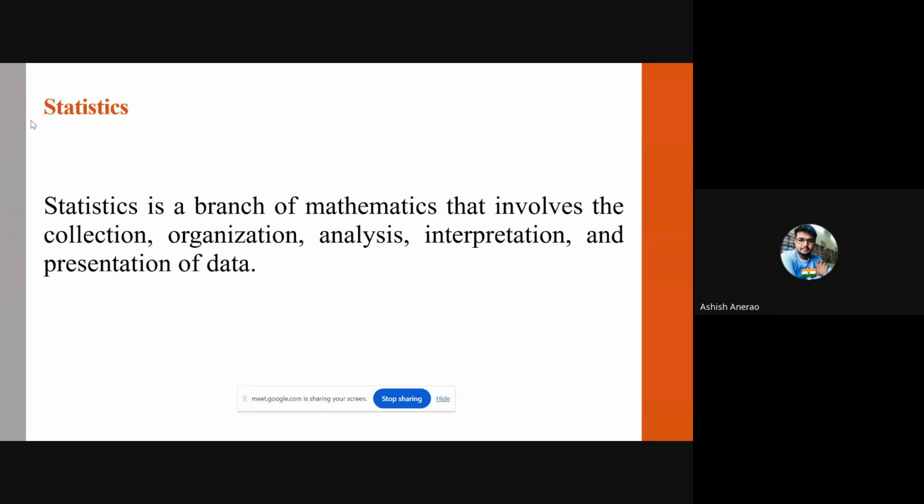Now the second step is organization. After collecting data, the data is present in a very raw form. So after that, we organize the data, or sometimes in statistics we call it tabulation. We do the tabulation, meaning after collecting data, we organize the data in a very proper manner.